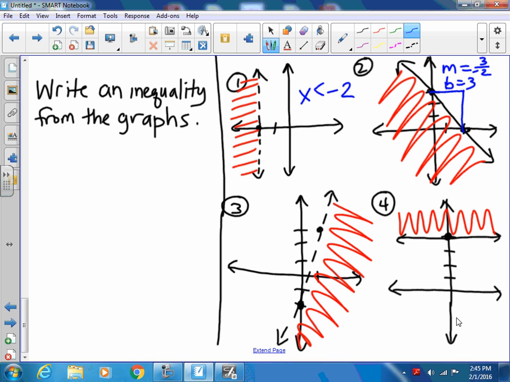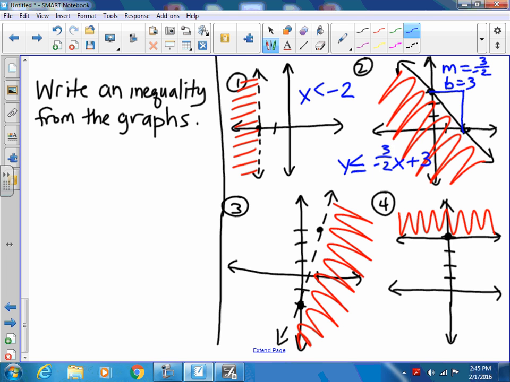So that means we're going to have y, we'll skip this part for the sign, and you have 3 over -2 x plus 3, right? And then you have to determine the sign. It is solid, so you need a piece of the equal bar, and if you notice with that line, it's shaded underneath it, so that would be less than or equal to.